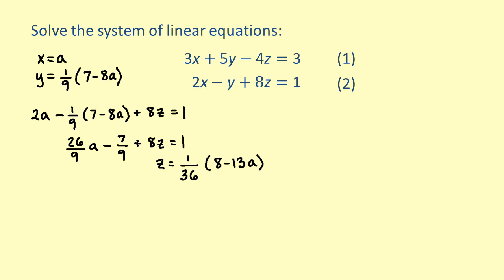Now that we've solved for all three variables, we can write the solution. The solution is the line in three dimensions given by a, 1/9 times the quantity 7 - 8a, 1/36 times the quantity 8 - 13a, where a is any real number. As an added note, we can say that any real number a corresponds to a point on the line of intersection.